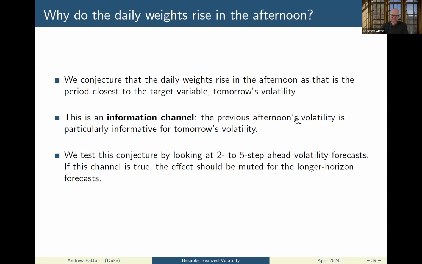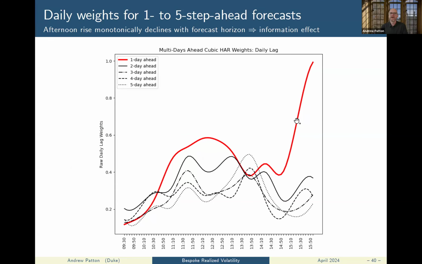So we're going to test this by looking at how the weights change as we go from 1-step forecast, which is what I've shown you throughout so far, to 2-step all the way up to 5-step. So if it's proximity to the target variable, then this big spike up in the afternoon should attenuate as we go to longer and longer forecast horizons. And this is what we see.